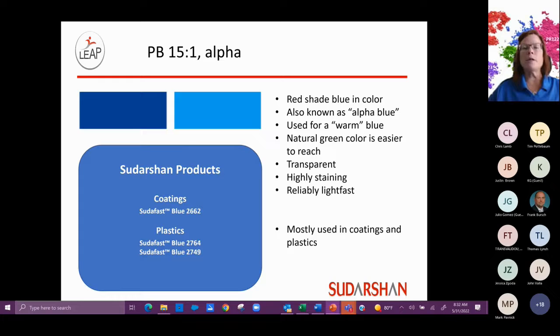The 15-1s are transparent, they're highly staining and reliably lightfast. And primarily 15-1s are used in coatings and plastics. And you can see we have a number of products to offer in both of these applications, as well as cross applications.